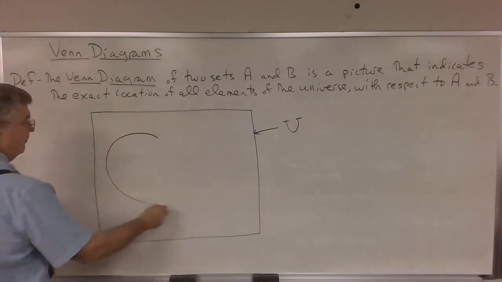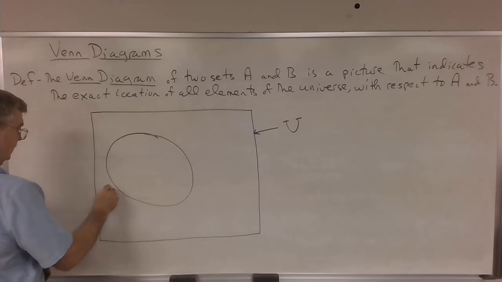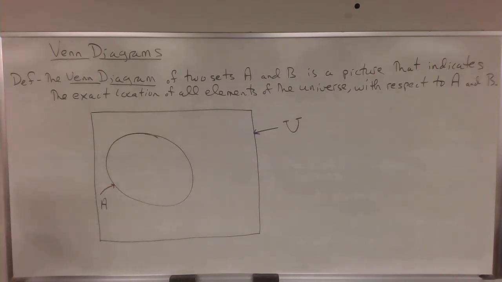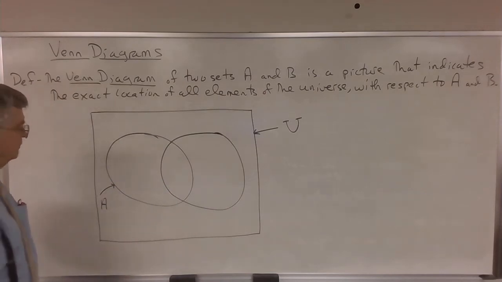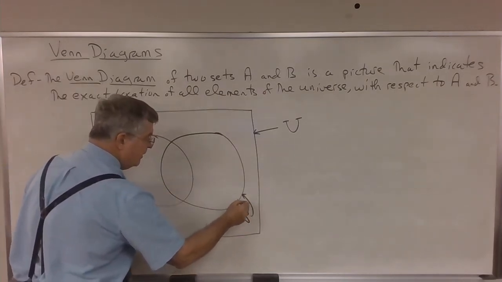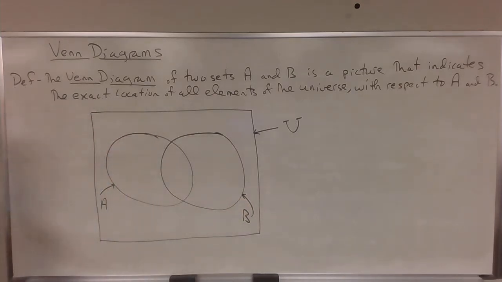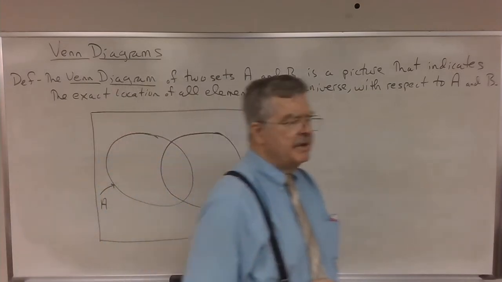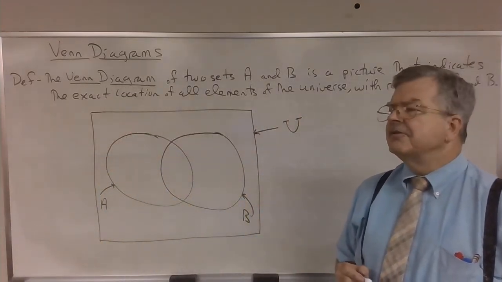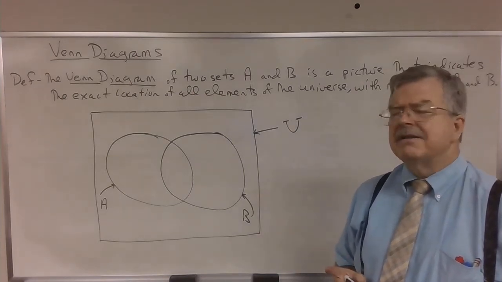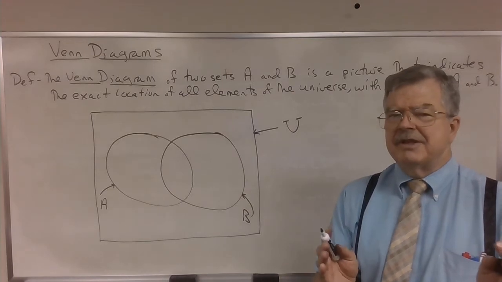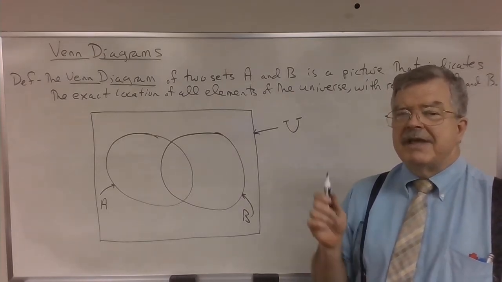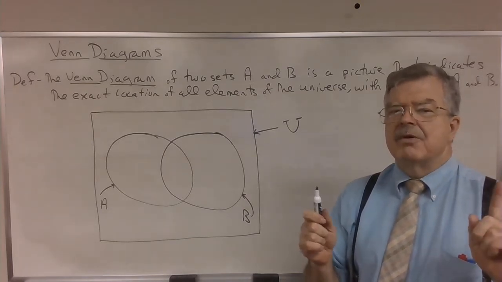So here's set A. And here's set B. And I deliberately drew them so that they would overlap. That was very deliberate. The next thing that we're going to do with this picture is divide everything in the universe into regions, such that if we put all of the regions together, we get the entire universe. But if we take any two regions, they don't overlap.